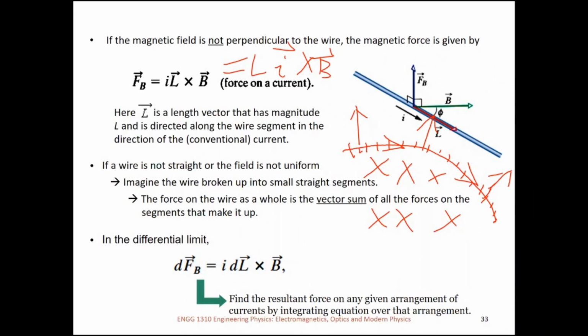We are cutting them into many dx segments, and then we can treat each one as a point charge, right? So here we just cut them into many small segments and treat each one as a straight line. Then we can calculate each dF, and the force on the wire as a whole is the vector sum of all the forces on the segments that make it up.